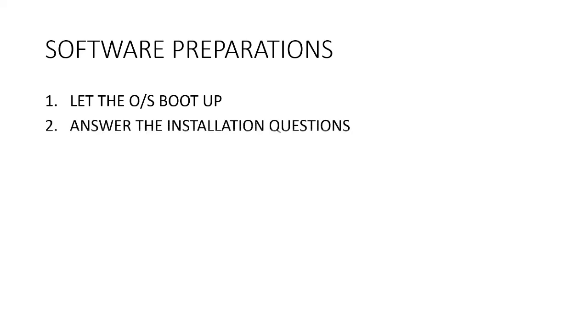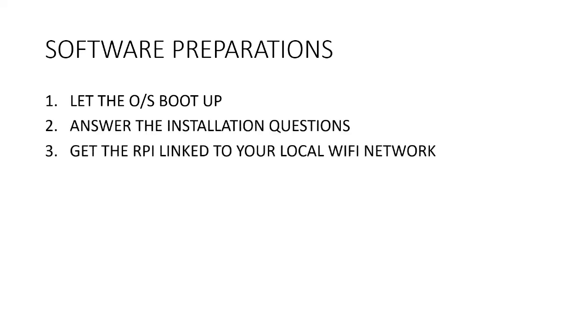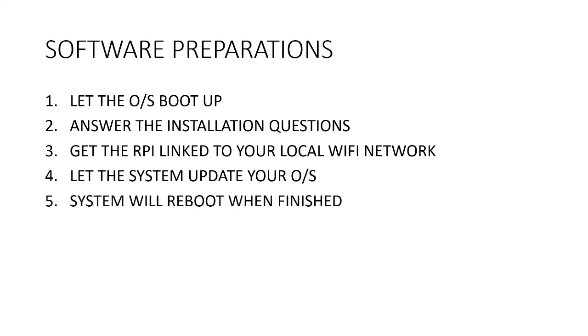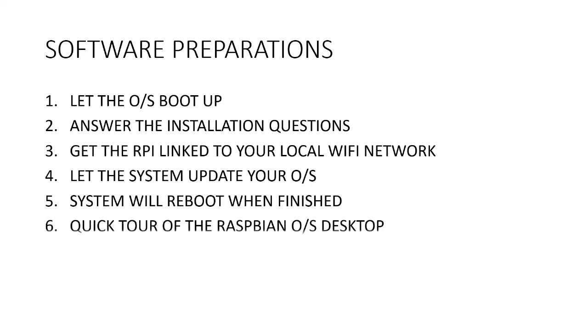Now, software preparations. First of all, let the operating system boot up. Then answer all the installation questions. Then get the RPi link to your local Wi-Fi network. Let the system update your operating system. That'll probably take you at least 20 minutes or so, so be patient. Then the system will reboot when it's done.